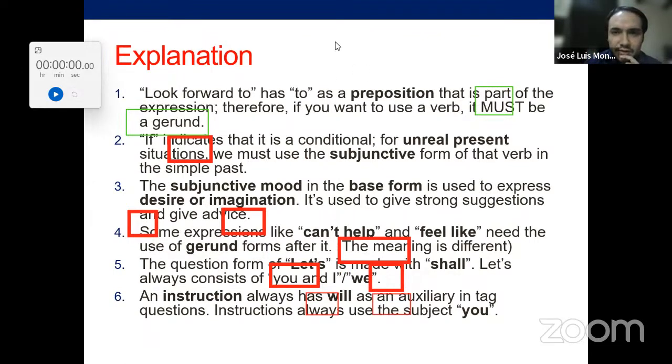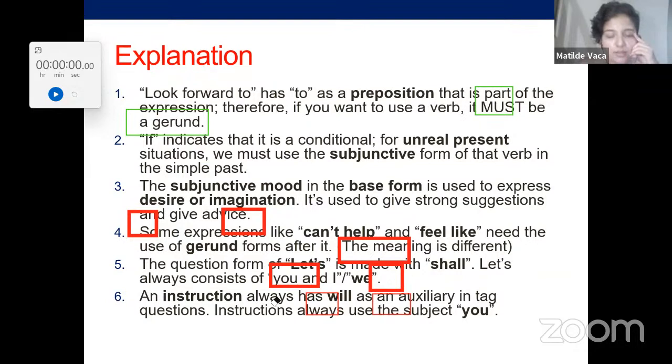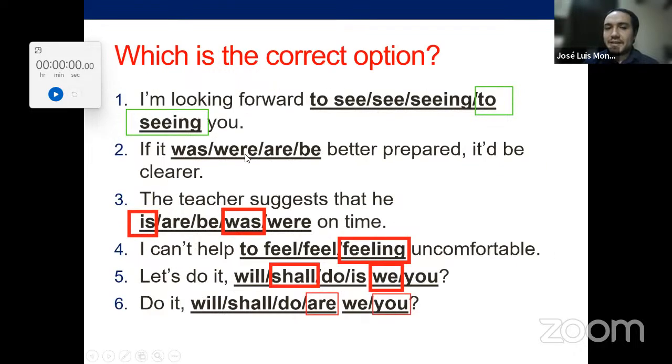Now, let's keep going because again, this is interesting and it's important. I think we cannot see it, but anyway, we're going to remember. Let's read number two, please. Okay. If indicates that it is a conditional for unreal present situations, we must use the subjunctive form of that verb in the simple past. Good. Now, what's the meaning of subjunctive, right? Yeah, I was thinking about that, but I wasn't sure. Okay. Yes, and here actually was is correct.